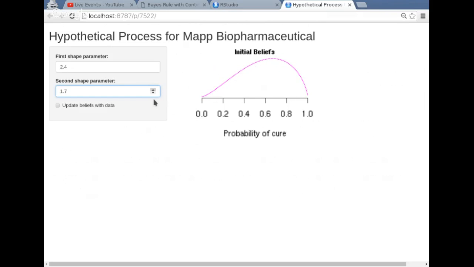No, all 21 subjects in the study survived in clinical trials. Stop. All right. So let's say 4.4 and 1.7 for alpha and beta.